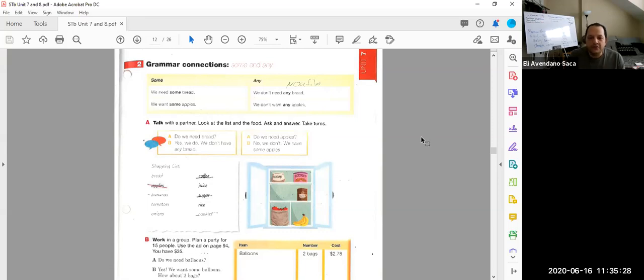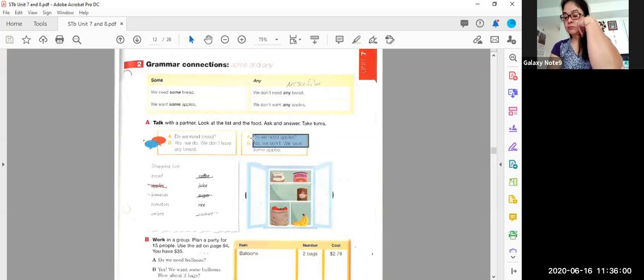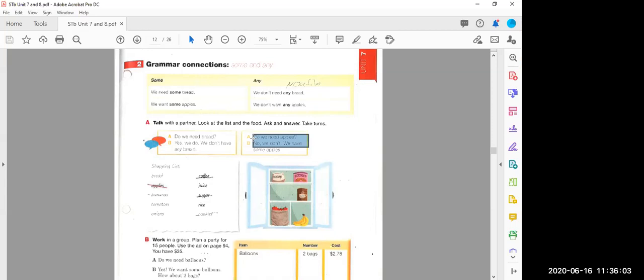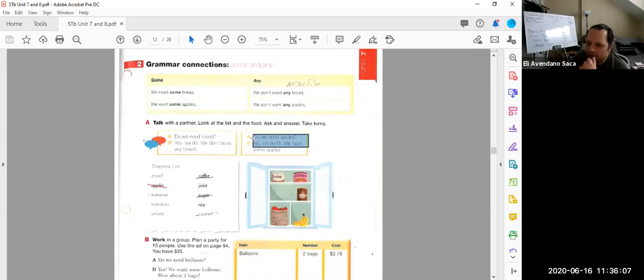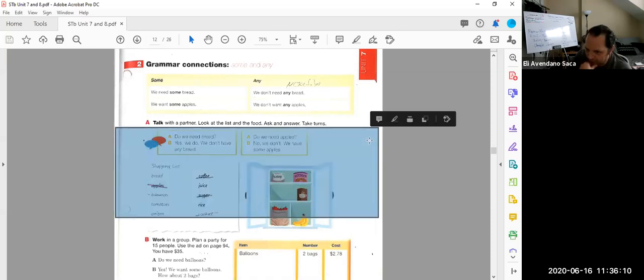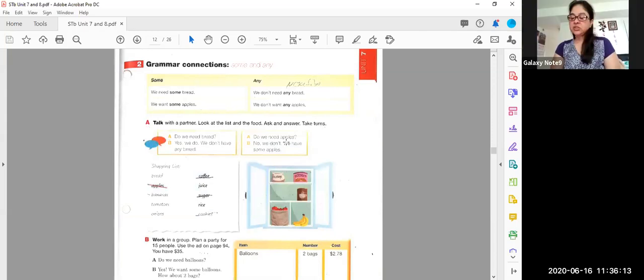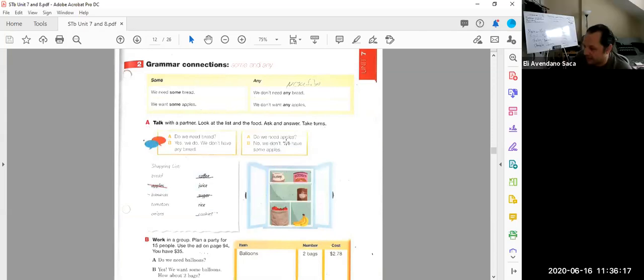Now, si ustedes dicen, si apples, do we need apples? No, we don't. We have some apples. So, si ocupo any, es para negativo. Digamos, do we need apples? Right? Veamos es esta. Lo negativo sería, what's the answer? ¿Cuál sería la respuesta negativa for do we need apples? No, we don't. We don't want any apples. We don't need any apples, right? We don't. Ahora, la respuesta positiva. Yes. We have some apples.